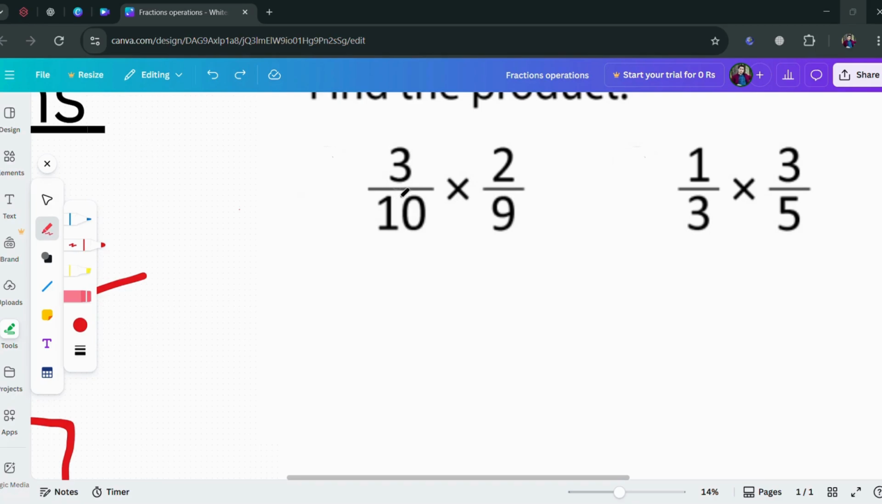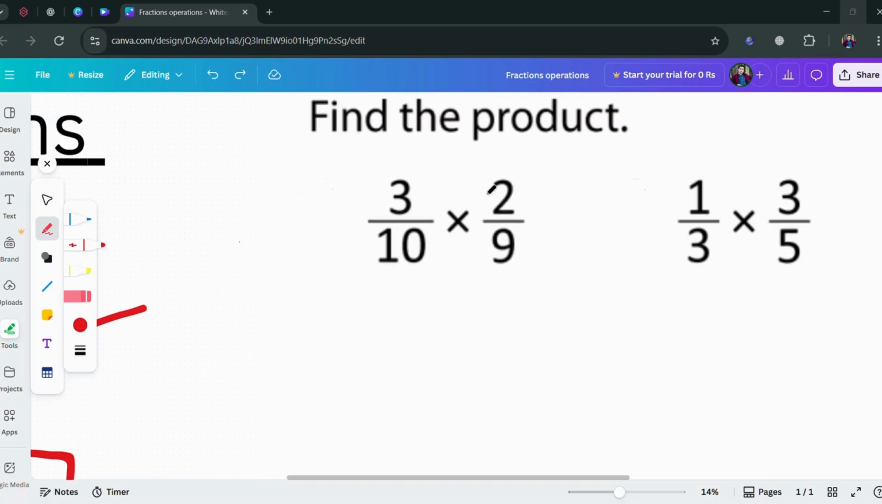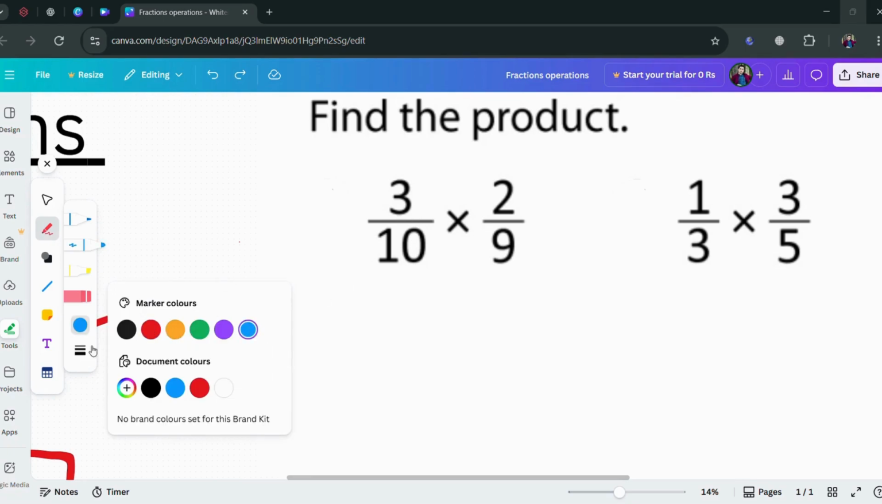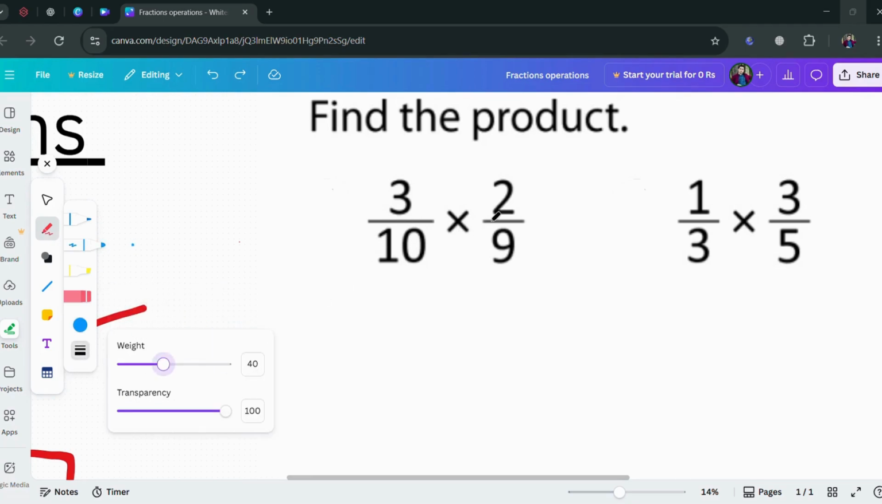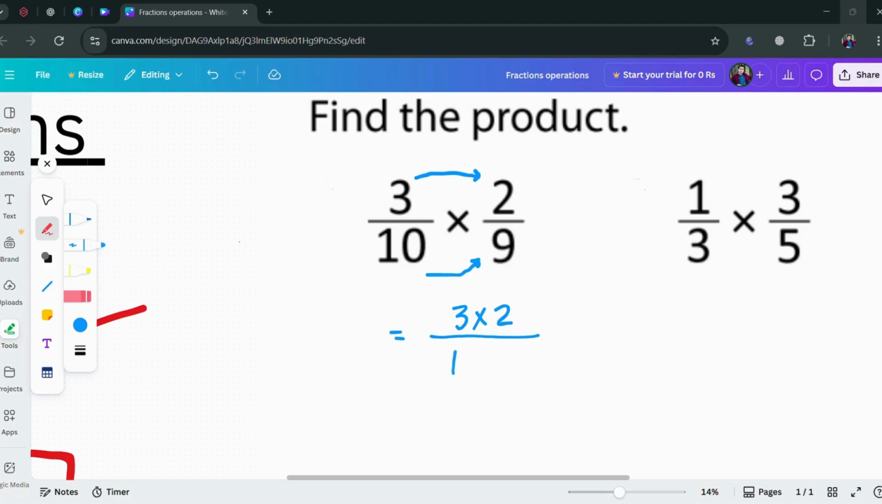Let's move towards our very first question, that is 3 over 10 multiplied by 2 over 9. As you can see, this whole fraction is getting multiplied with 2 over 9. Whenever you are performing multiplication of fractions, always remember that the numerator gets multiplied with the numerator and the denominator gets multiplied with the denominator. So for this one I will get 3 multiplied by 2 for the numerator, and 10 multiplied by 9 for the denominator. This gives me 3 times 2 is 6 and 10 times 9 is 90, and then you can further go ahead and simplify.